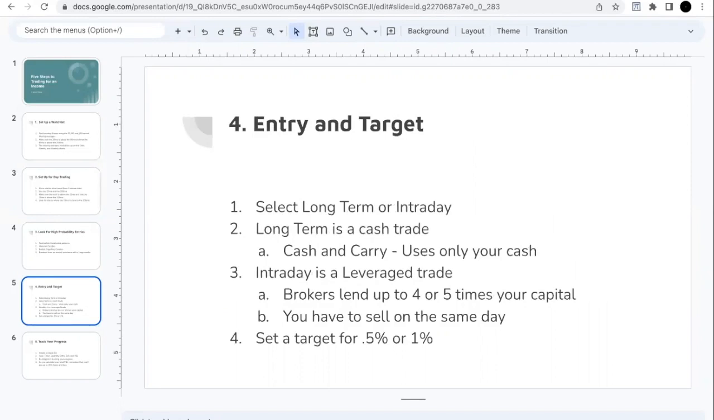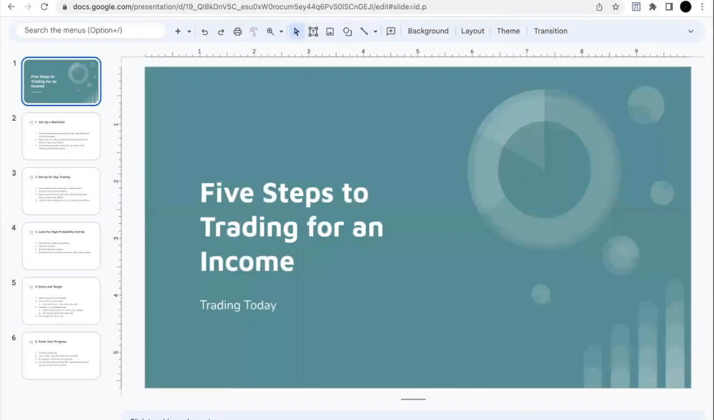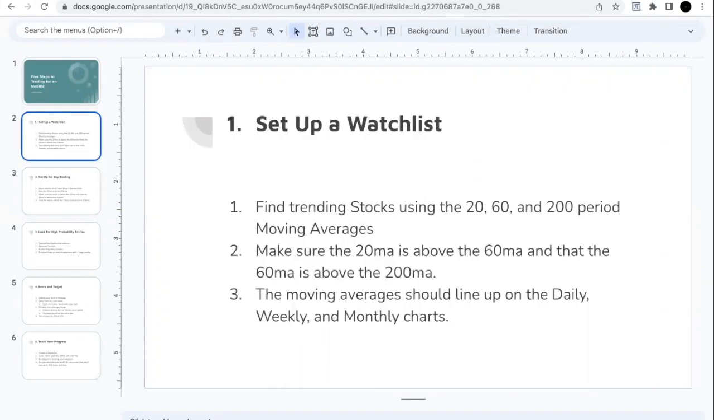Number 4, we're going to focus on your entry and target. You're going to focus on how to do the entry and the target. And then finally, you want to be able to track your progress. All right. So first, let's go to setting up the watch list.